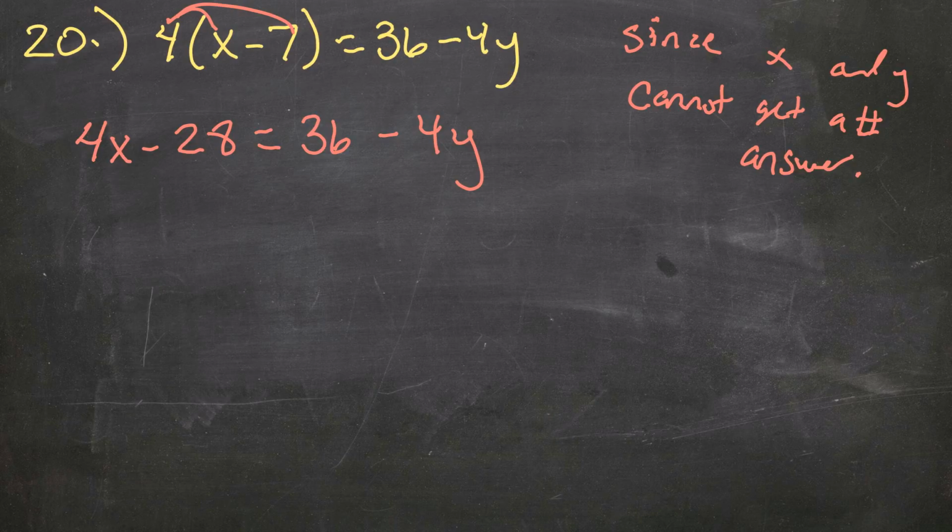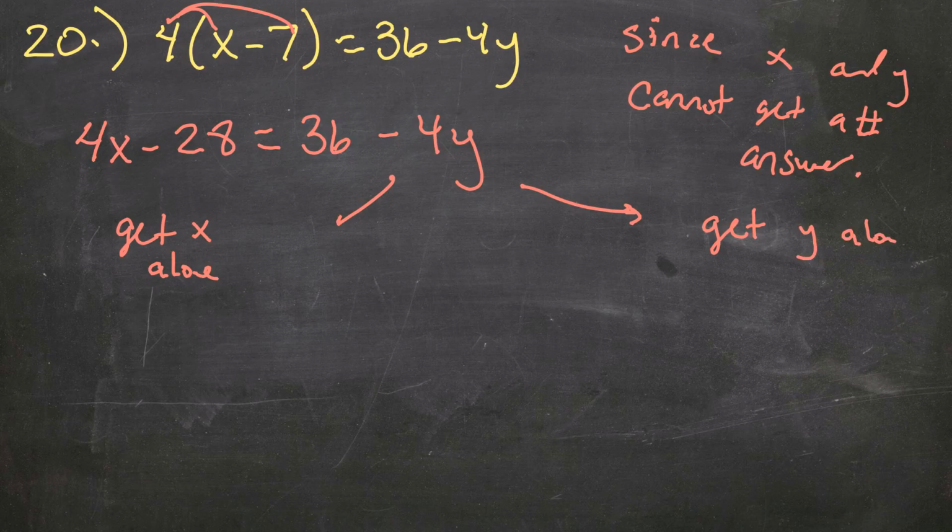Now I can solve this two ways. I can get x by itself, or I can get y by itself. If I get x by itself, I pretend like I just do the same thing I would do if that minus 4y wasn't there. If I erase that minus 4y, I would add 28 to both sides first. Now really, you can't just erase the minus 4y, right? But you can do that. You can add 28 to both sides, whether that's there or not.